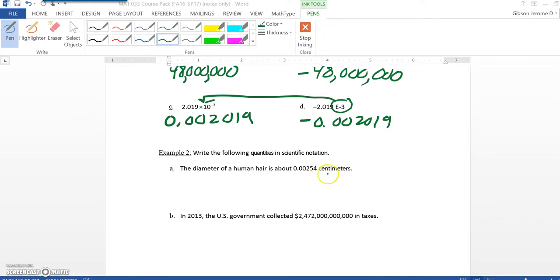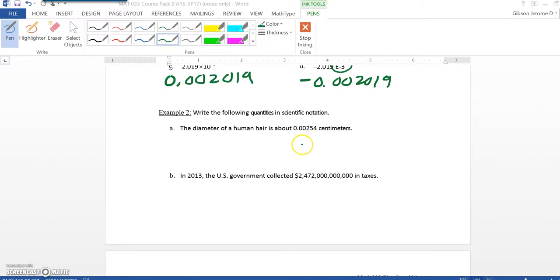Okay, so now we want to write that in scientific notation. First of all, we know we can only have one digit in front of the decimal, and that digit must be greater than or equal to 1, but less than 10. So we would need to move this decimal 3 places to the right. So we would have 2.54 after moving this decimal 3 places.